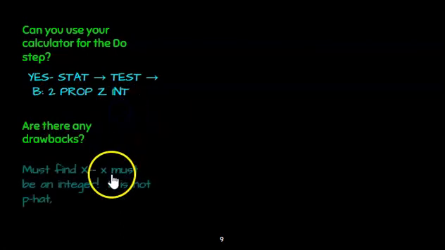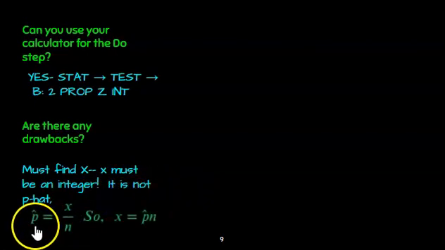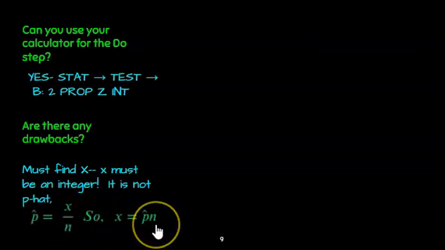Now, there are some drawbacks because students get tripped up on this a lot. You have to find x, and x is an integer. It's not the p-hat value. Here's what I mean. P-hat is a ratio of the individuals with a certain outcome divided by the total sample. So x represents a whole number. It's an integer. So if I don't know what x is, that means the question gave me the p-hat and the n value only. So if I just algebraically rearrange this for x, that's just p-hat times n.